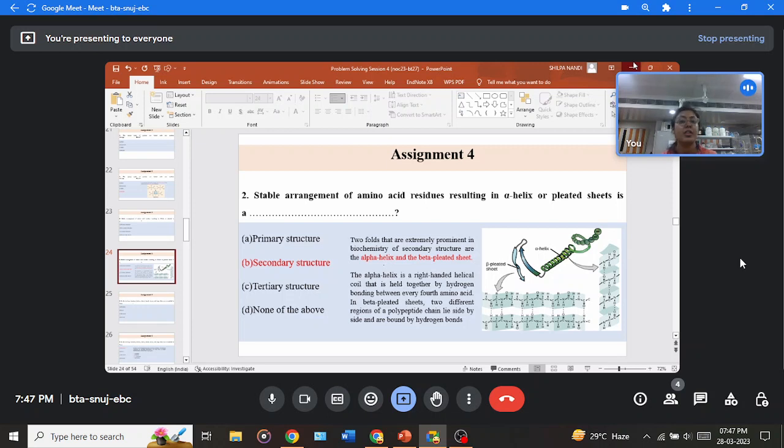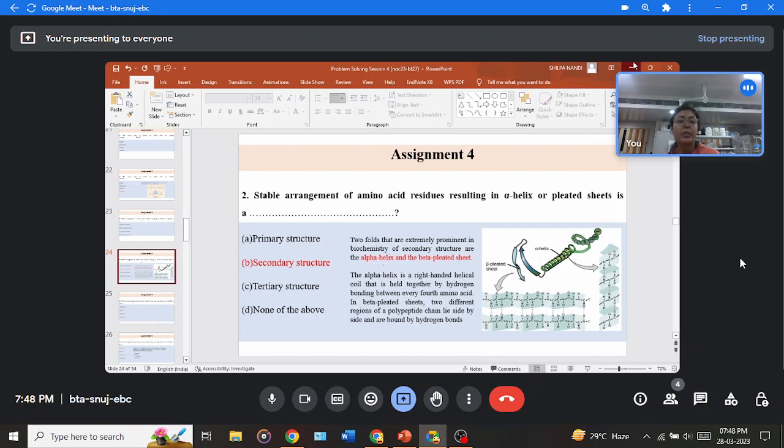But in case of secondary structure, the two folds that are extremely prominent in biochemistry are the alpha helix and beta pleated sheets. From the figure you can see the coil structure is the alpha helix, whereas the arrows are showing the beta pleated sheets. The alpha helix is a right-handed helical coil held together by hydrogen bonding between every fourth amino acid. So one turn of an alpha helix contains four amino acids, right?